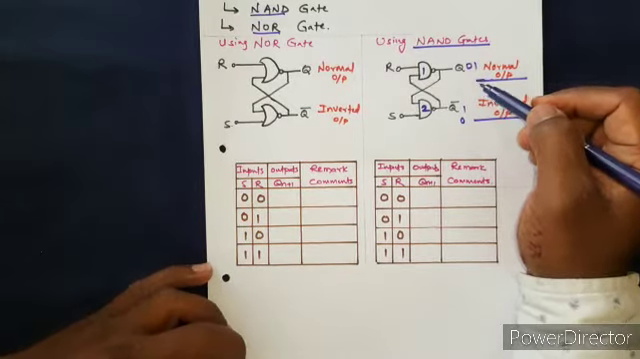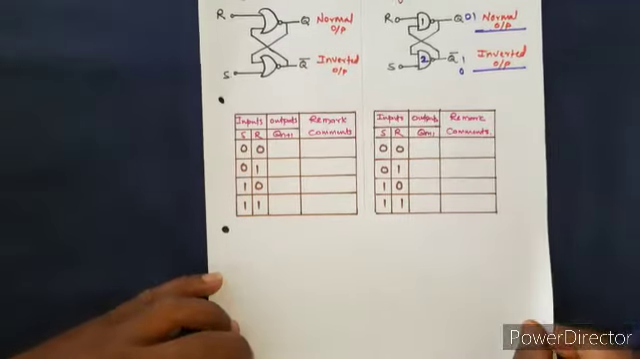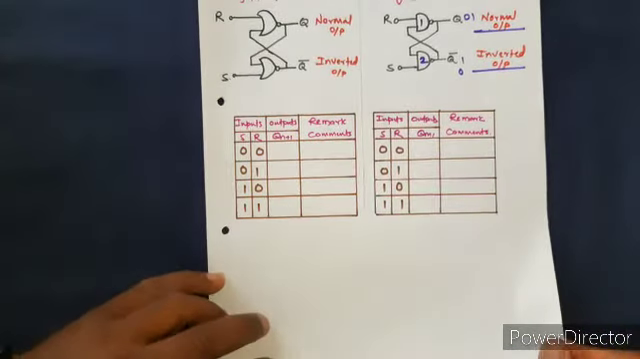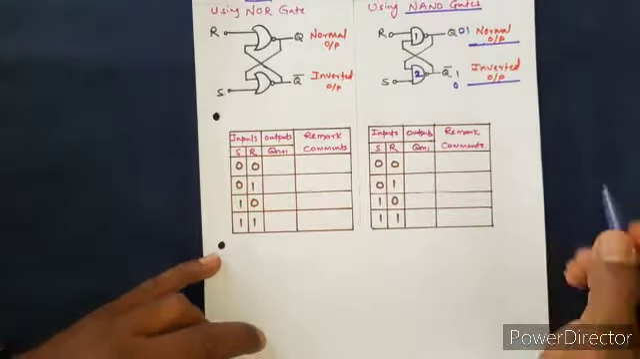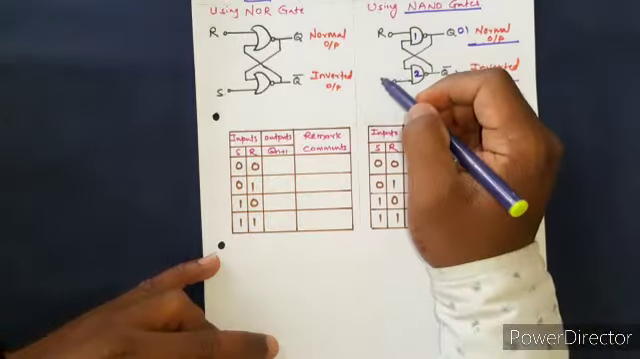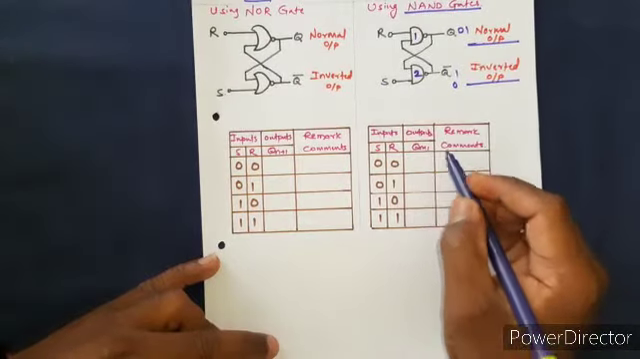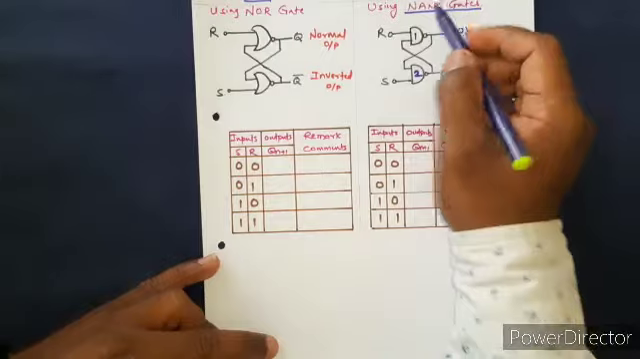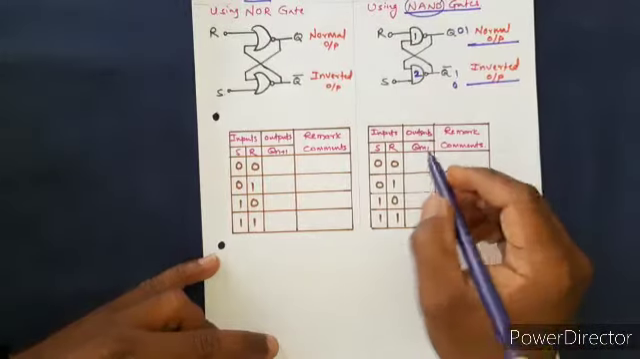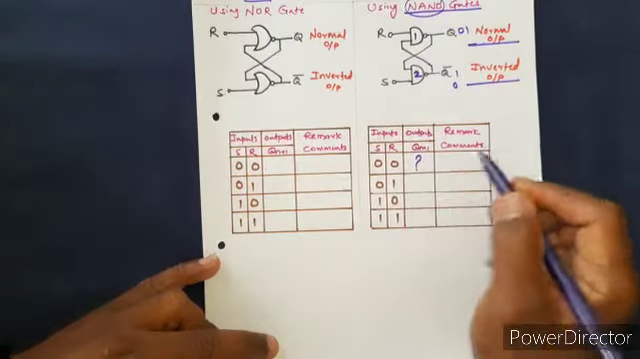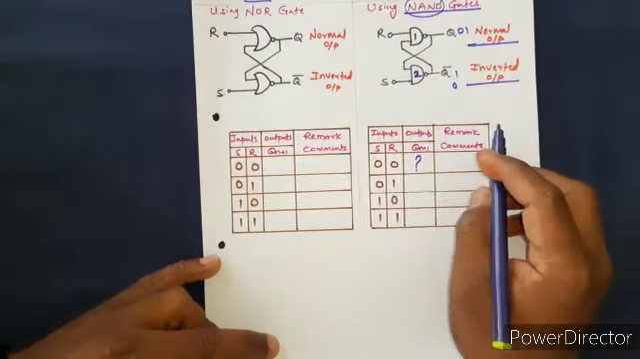Now recall the truth table for the SR flip flop using NAND gates. We had seen its working. When you provide 0 0 here, for this NAND gate the 0 0 condition is called the forbidden state, or invalid state.